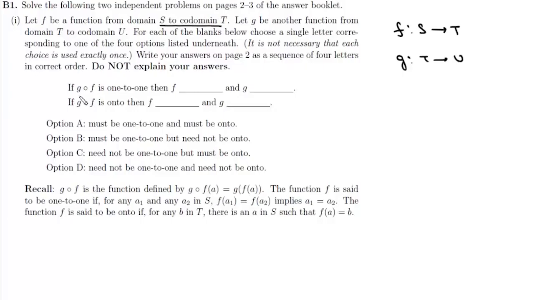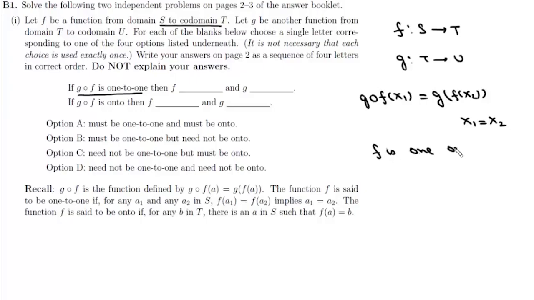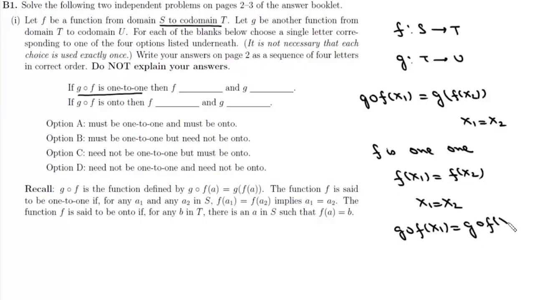Now the first condition is, if g of f is 1-1, then... If g of f is 1-1, it simply means g of f x1 must be equal to g of f x2 whenever x1 equals x2. Now in this case, if f is 1-1, then from f x1 equals f x2, we'll get the condition that x1 equals x2. And if we take the composition of g, we can write g of f x1 must be equal to g of f x2.